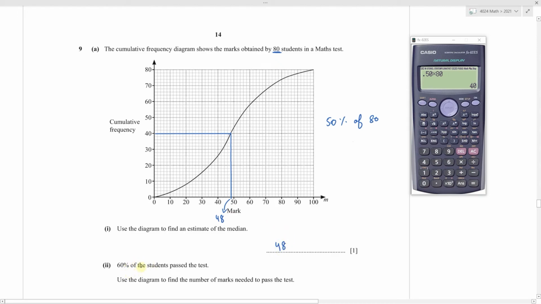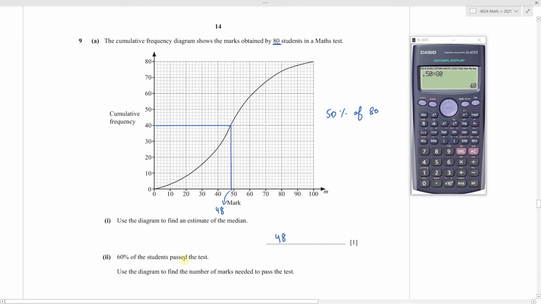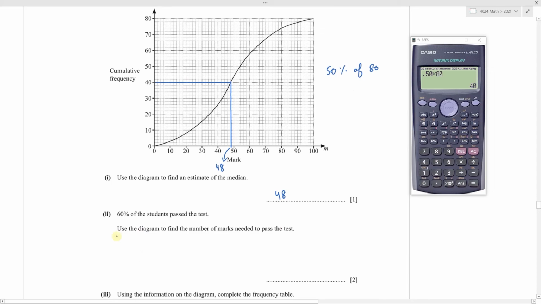Part 2: 60% of the students passed the test. Use the diagram to find the number of marks needed to pass the test. So 60%. So let's first calculate how many students passed the test. 60% of 80, which is the number of students who passed the exam, will be 0.60 into 80, which is 48. So 48 students passed the exam.